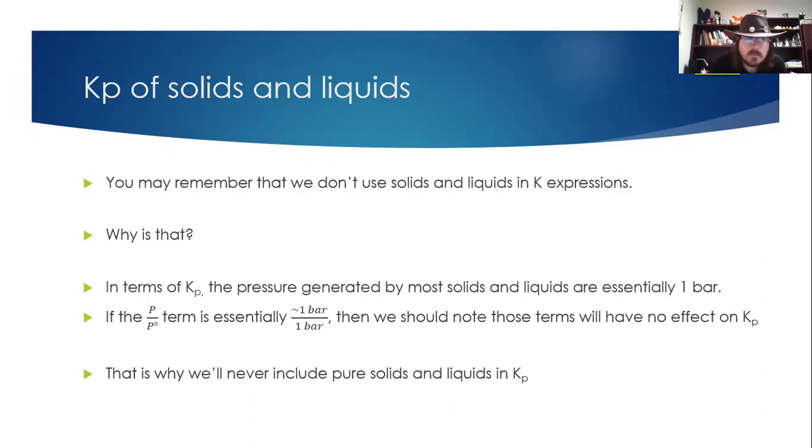Now, Kp of solids and Kp of liquids. If you remember, we never included solids and liquids in K expressions. We're finally going to get to why. It took us a couple years, but we're finally getting around to this. Well, remember, Kp is a pressure. Now, the pressure that is generated by most solids and liquids is essentially 1 bar, and that doesn't really change with temperature. So if P over P naught is essentially 1 over 1, those terms would not change as the reaction progresses, and so they're going to have no effect on the Kp. Because they do not affect the pressure of the system, they are not going to be considered. They cancel out. 1 over 1 cancels out.